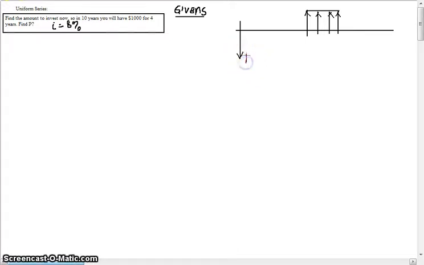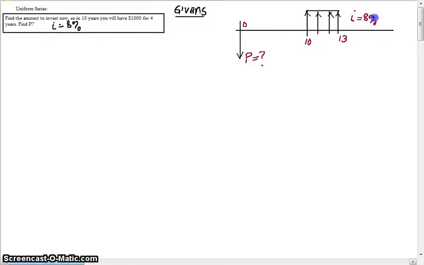We have some value of P. We don't know what it is. We want to find it. That is in year 0. We know that this all starts in year 10. And then we have 10, 11, 12, 13. So we're doing it up to year 13. Okay? And our interest rate is 8%.